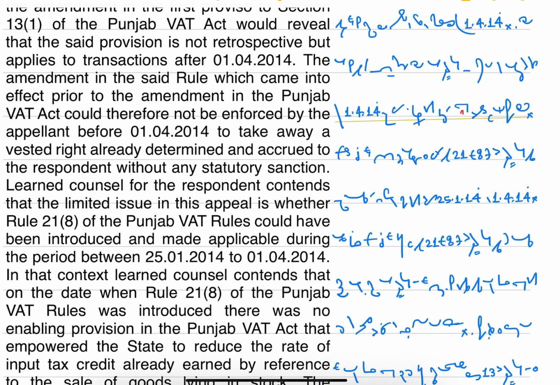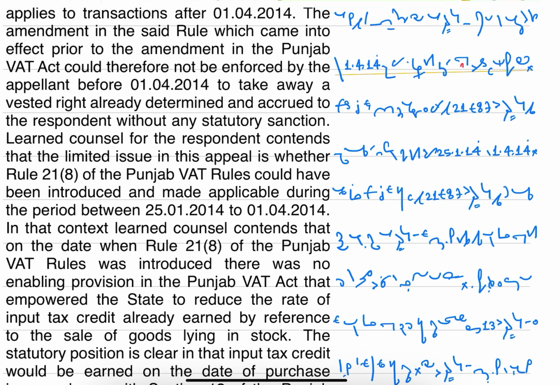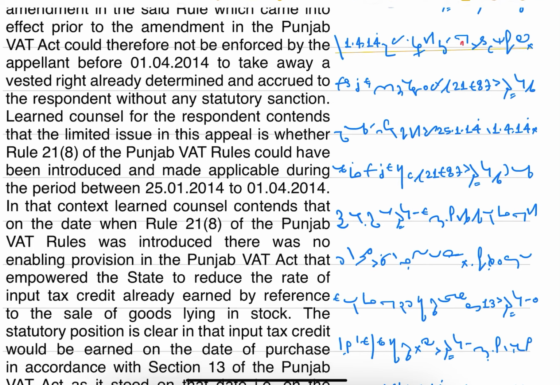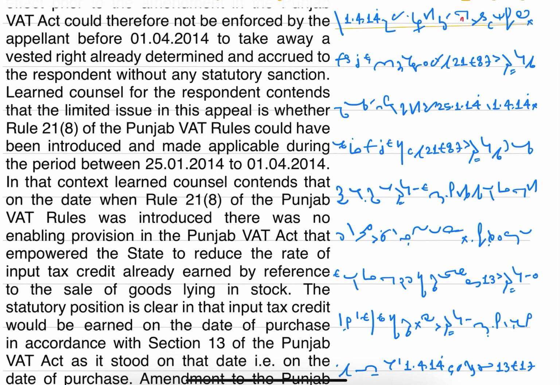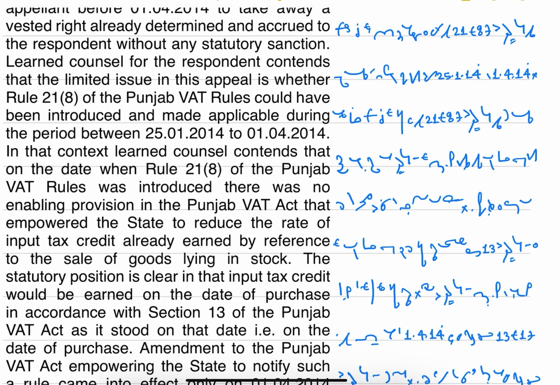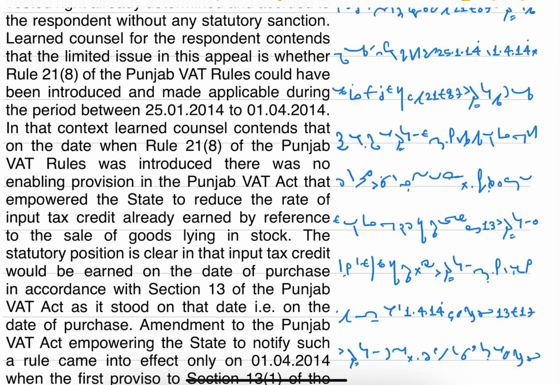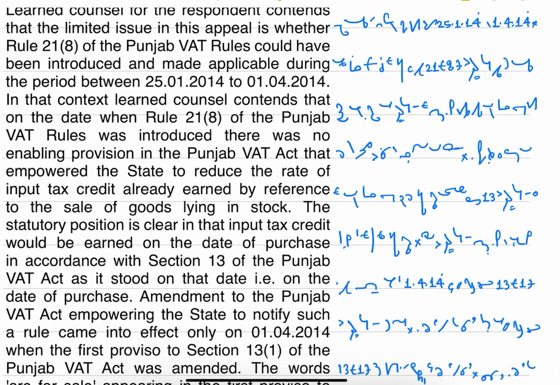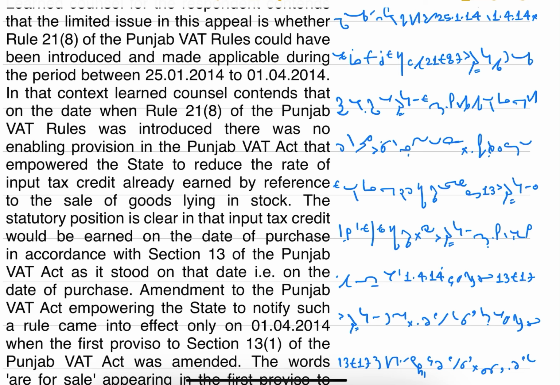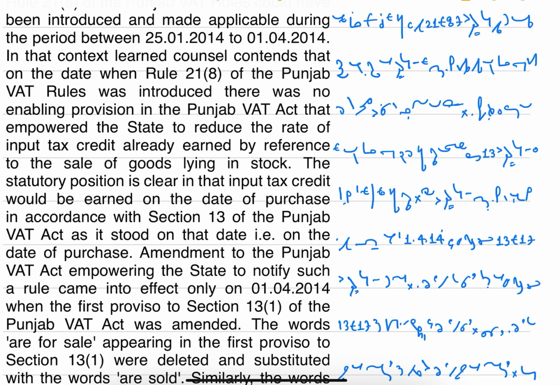Learned counsel for the respondent contends that the limited issue in this appeal is whether Rule 21(8) of the Punjab VAT rules could have been introduced and made applicable during the period between 25/1/2014 to 1/4/2014. In that context, learned counsel contends that on the date when Rule 21(8) of the Punjab VAT rules was introduced, there was no enabling provision in the Punjab VAT Act that empowered the state to reduce the rate of input tax credit already earned by reference to the sale of goods lying in stock.